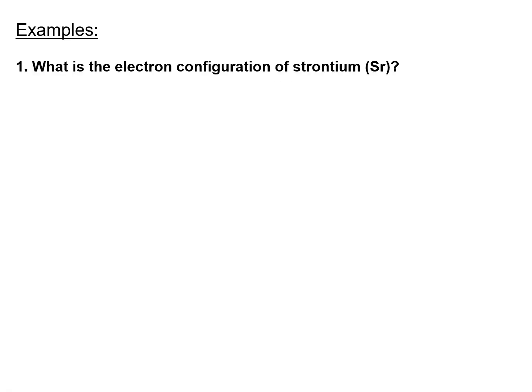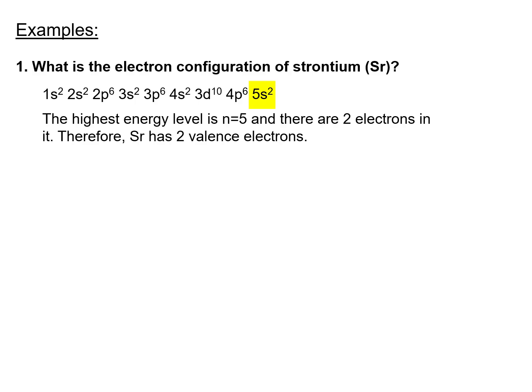So the first example, what is the electron configuration of strontium? So we go and we get our orbital filling diagram out and we figure it out. So the valence electrons are in the highest energy level. The highest energy level, the big number, is 5, and there are 2 electrons total in it. So therefore, strontium has 2 valence electrons, and it will have 2 dots. So sides of a box. It doesn't matter where you put them, as long as you don't make a pair. So I put one on top and one to the side. You could do one on top, one on the bottom, or you could do one on the side, one on the other side. It doesn't matter.